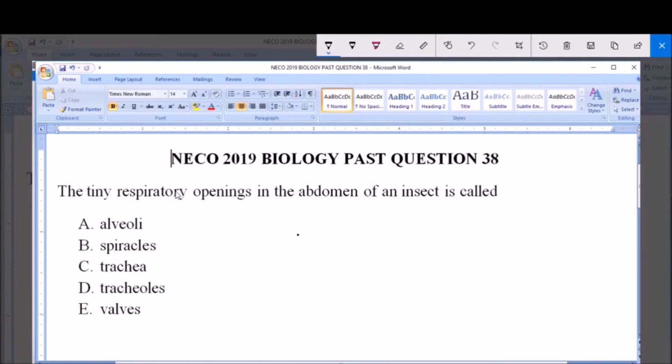So we are asked for the tiny respiratory openings in an abdomen. Now the tiny respiratory openings in an abdomen are called the tracheals. Tracheals are the tiny respiratory openings in the abdomen of an insect. Let's take for instance, this is the abdomen of an insect. Now you will find tiny openings like this in the abdomen of this insect. These openings are referred to as the tracheals.